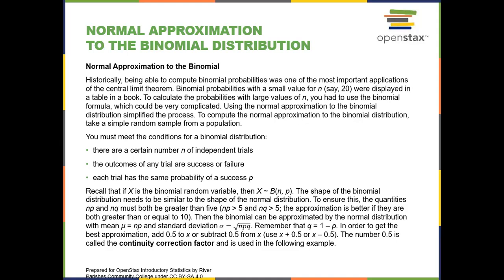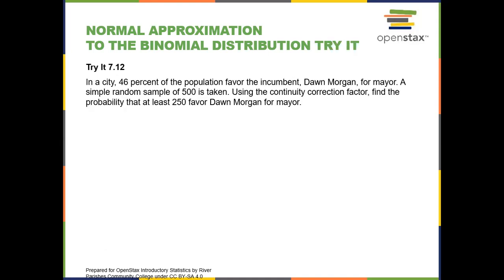Then the binomial can be approximated by a normal distribution with mean mu equal to np, and standard deviation sigma equal to the square root of n times p times q. Remember that q, as I told you, is the probability of failure, 1 minus p. In order to get the best approximation, add 0.5 to x or subtract 0.5 from x. Use x plus 0.5 or x minus 0.5. The number 0.5 is called the continuity correction factor and is used in the following example.